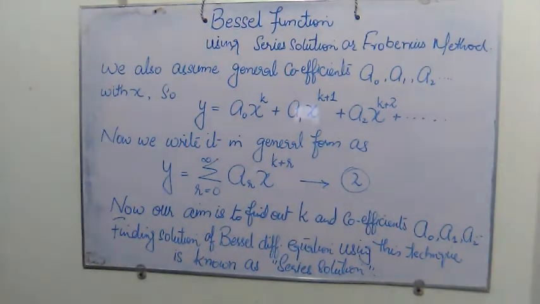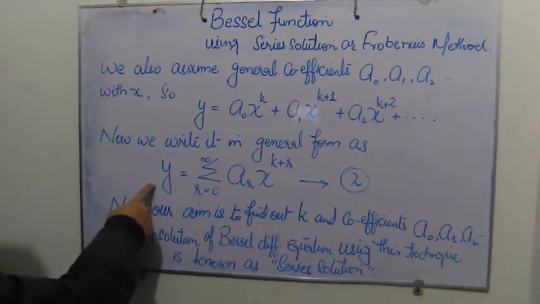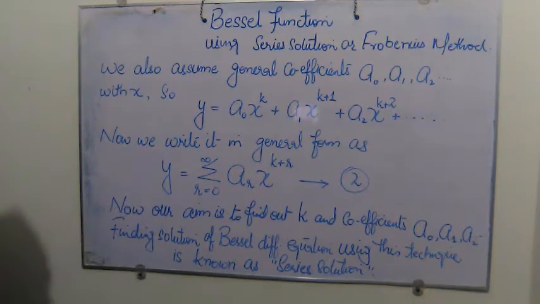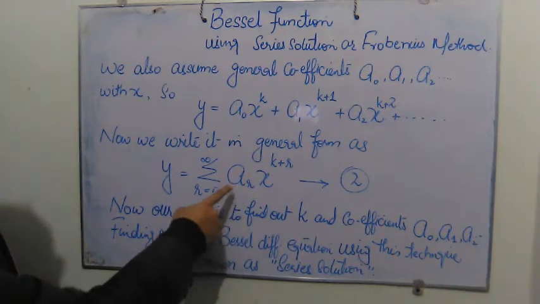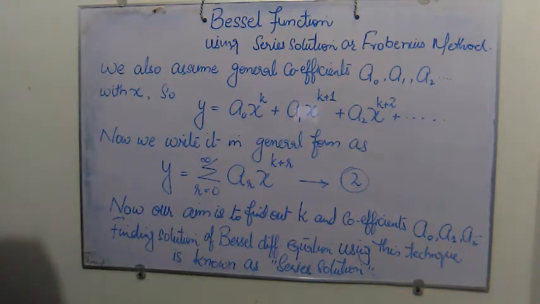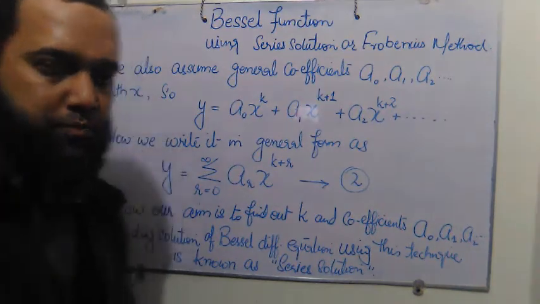Now we have a generalized form. This is our assumed solution, and it is a very general form. Our aim now is to find the value of k, the minimum power, and then the coefficients associated with the x terms. Finding the solution of the Bessel differential equation using this technique is known as the series solution.